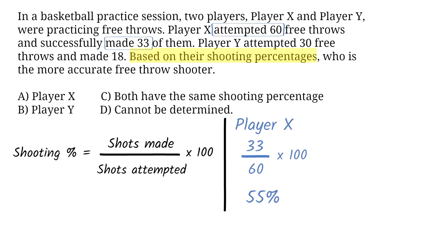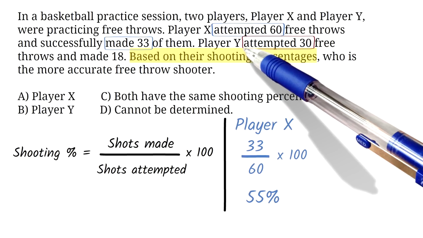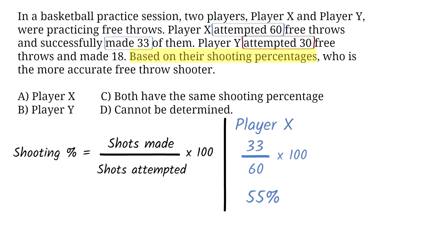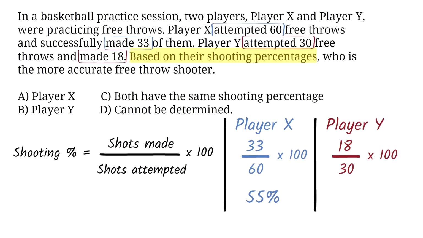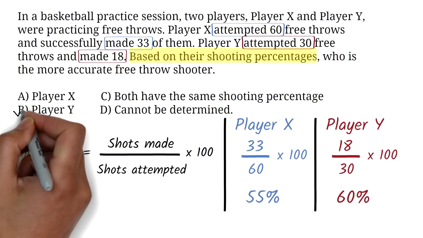From the question, player Y has attempted a total of 30 free throws. Out of these, player Y has successfully made 18 shots. To calculate player Y's shooting percentage, divide the number of successful shots, 18, by the total number of attempts, 30, then multiply by 100. We do this on the calculator to get 60%. So, player Y's shooting percentage is 60%. Based on the calculated shooting percentages, player Y is the more accurate free throw shooter. The correct answer is therefore B, player Y.